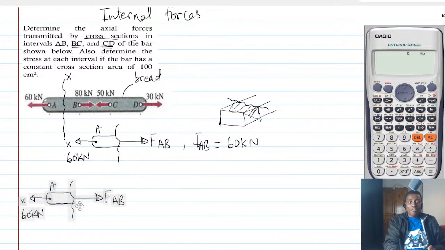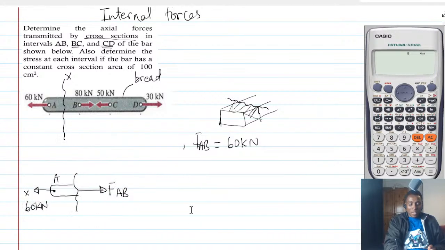Okay, so FAB is done. Alright. So then let's look at FBC. So for FBC, again, we are going to stand between B and C, and then we will cut. So we are going to cut through B and C like that. Okay?